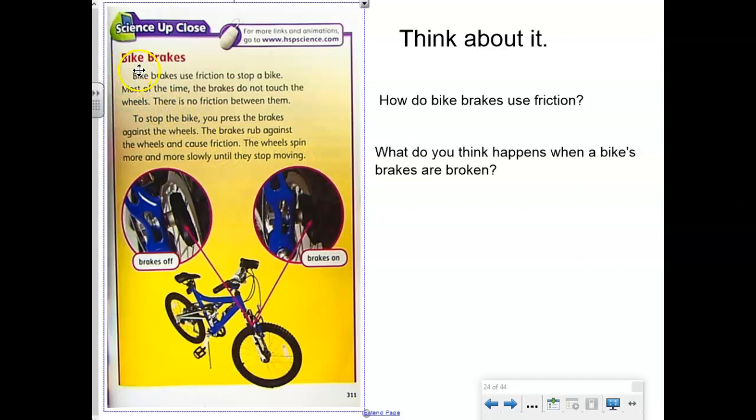All right, so now that tells us how they work. When the brakes work, they come down and rub on the wheel. And what's going to happen? It starts to rub and cause the friction. It causes it to slow down, and as it slows down, the wheels will move more slowly until they finally stop.